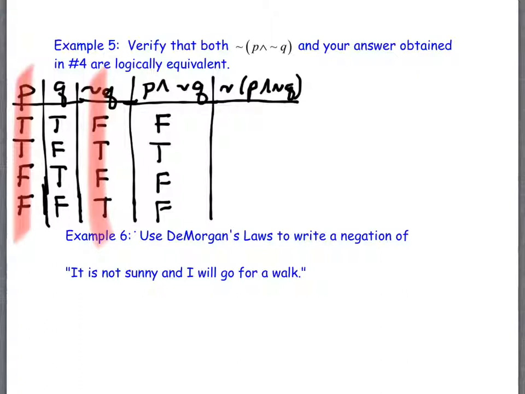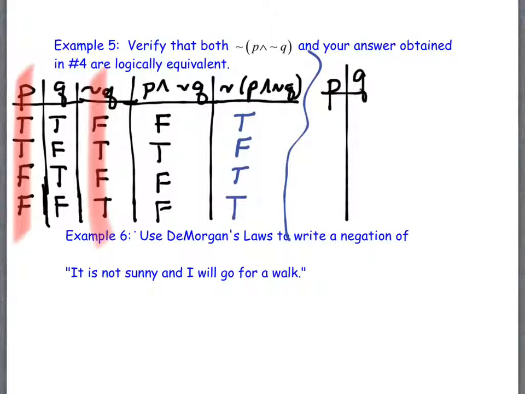Now, what do I have to do for my last column? Negate the column before, right? So I can take the false, and it will turn into a true. I can take true, and it will become false. False becomes true. Okay, so this is the first of my truth tables. I'm going to attempt to put the other one over here. We'll see if I have space.